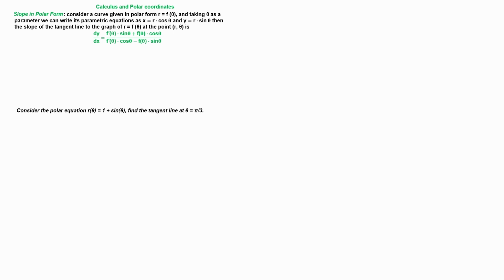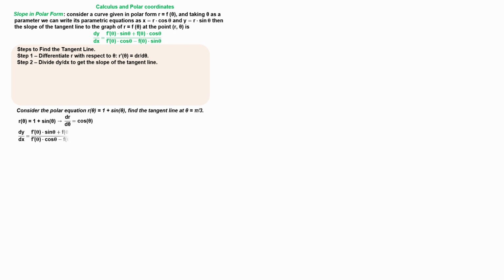Find the tangent line at theta equals pi over 3. Let's do it step by step. Step 1. Differentiate r with respect to theta. dr/d theta is equal to cosine of theta. Step 2. Divide dy/dx to get the slope of the tangent line. Use the equation above and replace theta with pi over 3.